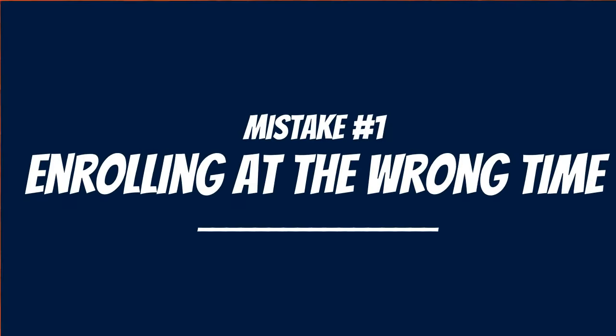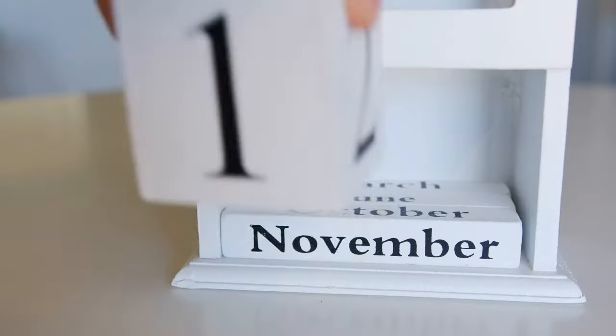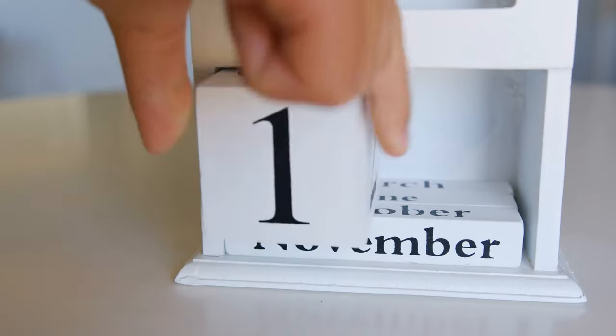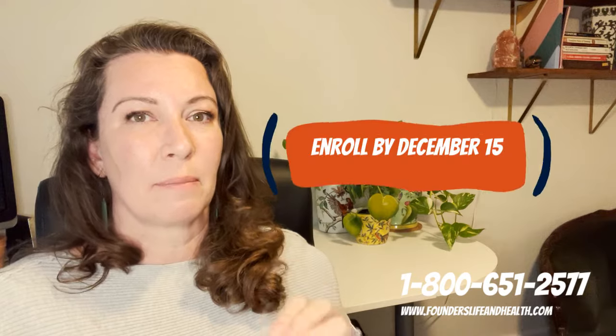The first, and this is by far the most common, is making sure that you're enrolling at the right time. The most common time to enroll in an ACA plan is going to be during open enrollment. The open enrollment period in most states runs from November 1st to January 15th. So something really important to note here is that if you want your plan to start on January 1, you need to be enrolled in that plan by December 15th.